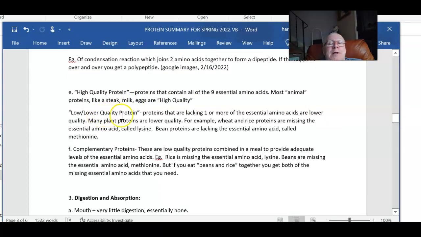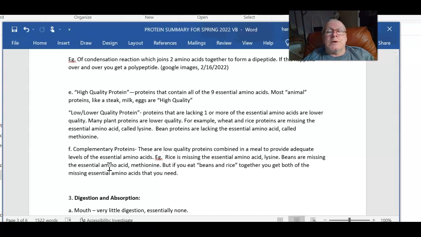There are high quality proteins and low quality proteins, and this refers to the proteins that you eat. High quality proteins are ones that have basically all of the 9 essential amino acids in them, all the amino acids that your body can't make. Eggs and milk and steak are very high quality protein foods. They have all the essential amino acids. And then some things are lower quality.